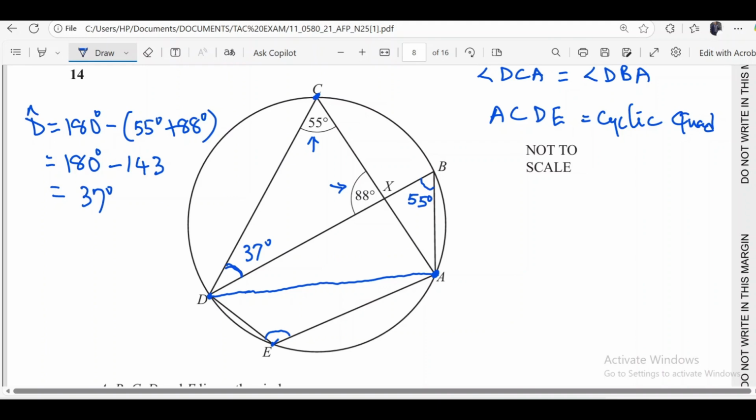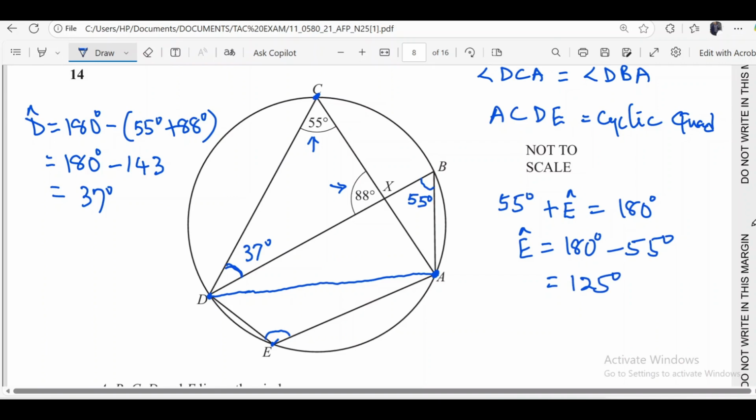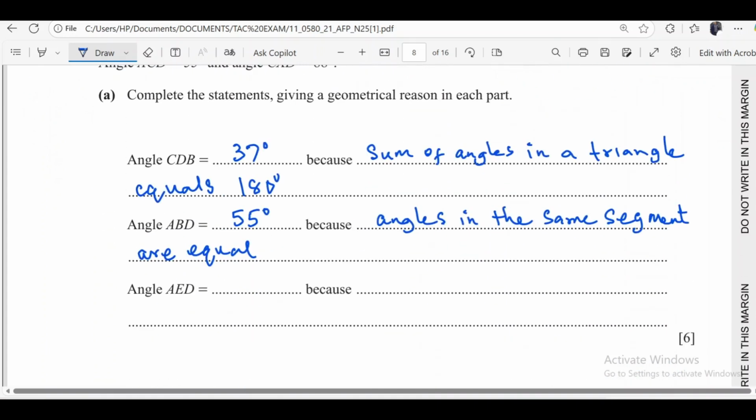That is, if I add 55 degrees plus angle E, that's going to give me 180 degrees. So angle E is going to be 180 degrees minus 55 degrees, and that is going to give me 125 degrees. So we go back now to enter this.